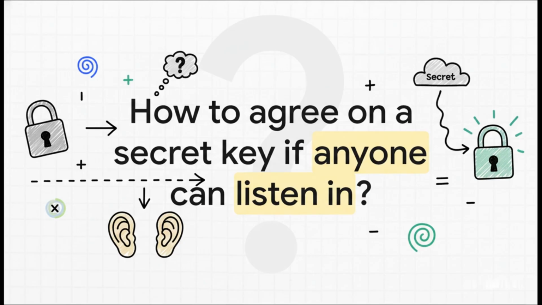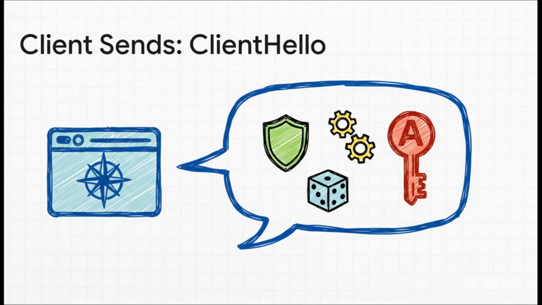The solution is just pure mathematical elegance. It all kicks off with your browser sending a message called the client hello. This is its opening line. It's basically saying, hey there, I can use this version of TLS. Here are all the encryption recipes or cipher suites that I know. Here's a random number for good measure, and here's my public key share. We'll call that A for now. It's the first piece of our puzzle.